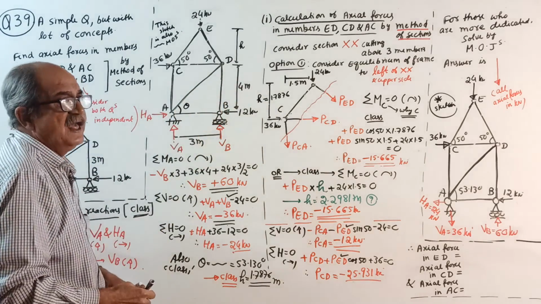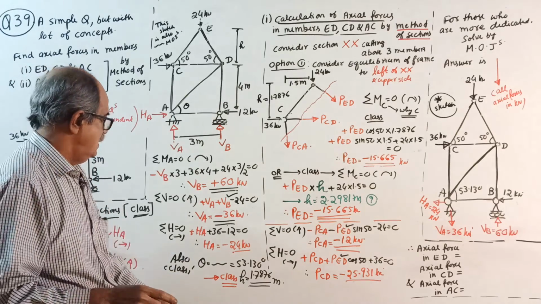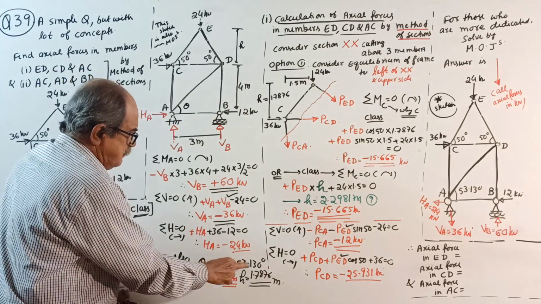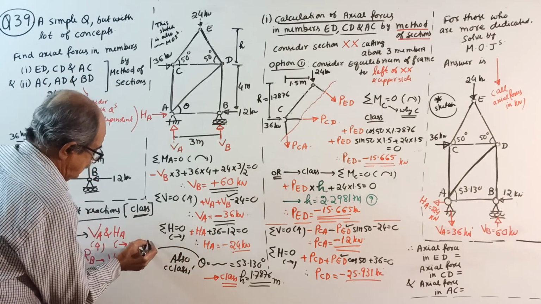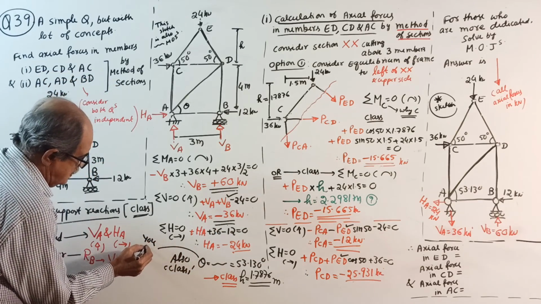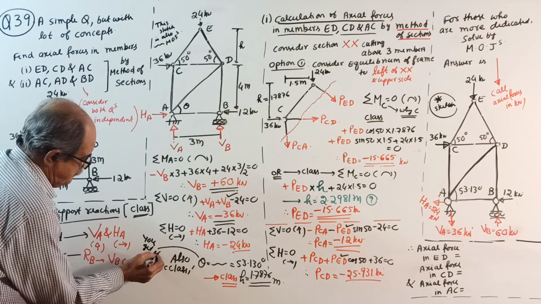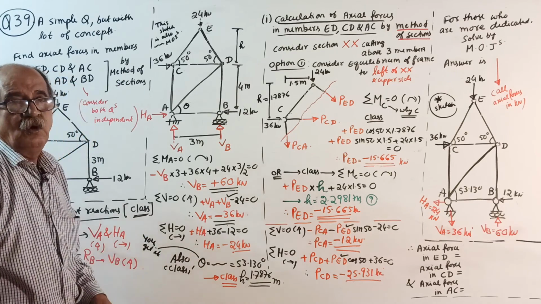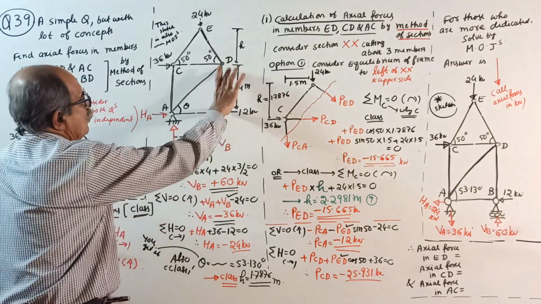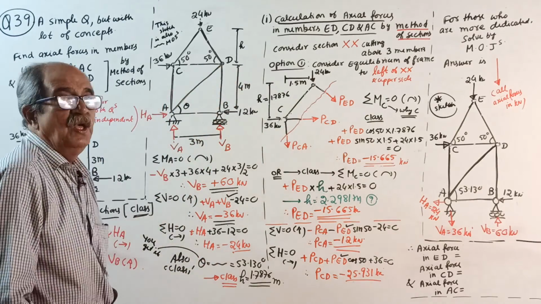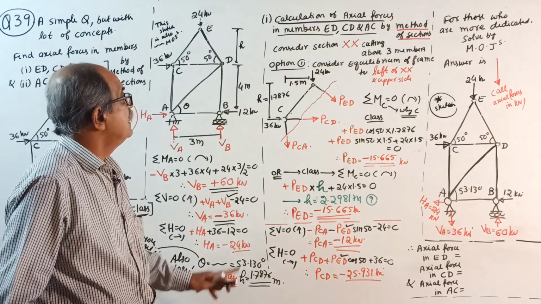What all I tell, you should write it if you understand. You get theta as 53.130 degrees. Theta is tan inverse of 4 by 3. Okay, now, one more note is there.